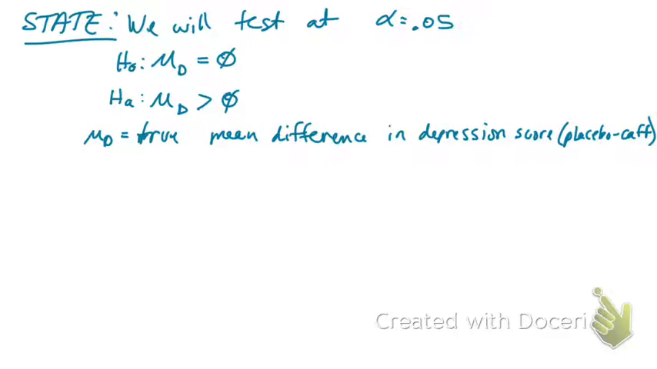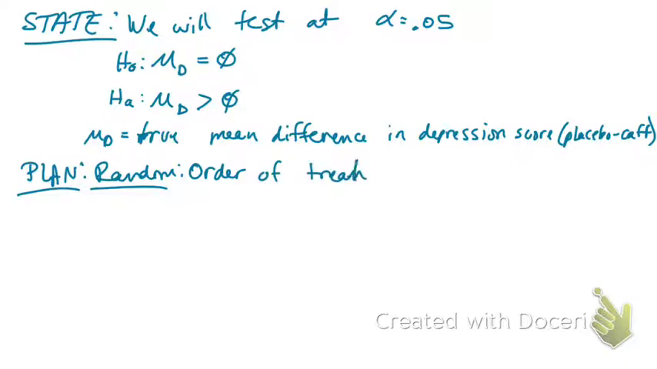Okay, what's next? Plan. Random. Now, these 11 people volunteered to be a part of the study. So I don't have a simple random sample of 11 people. But what do I have in the experiment that was randomized? Yeah, the order of the treatments, right? So I can say here for random, the order of treatment was random. Okay, so as long as I have some randomization going on, then that works.